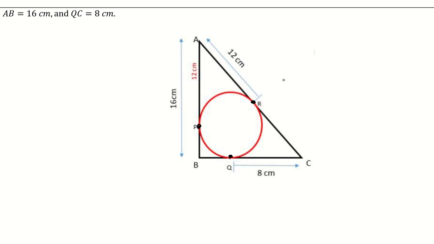3 separate tangent lines. So we know that these are going to be congruent, these are going to be congruent, and these are going to be congruent. So if this is 12, this is 12. If this is 8, this is 8. If this is 12 and this is 16, then this has to be 4 because 16 minus 12 is 4. And if that's 4, this is 4. So we can go ahead and get the perimeter.